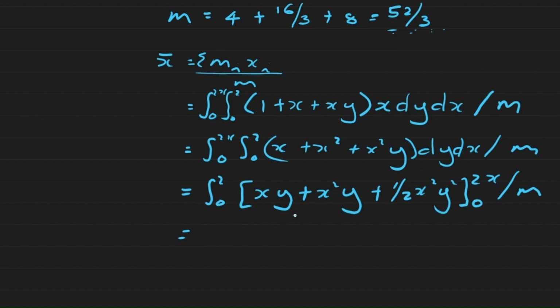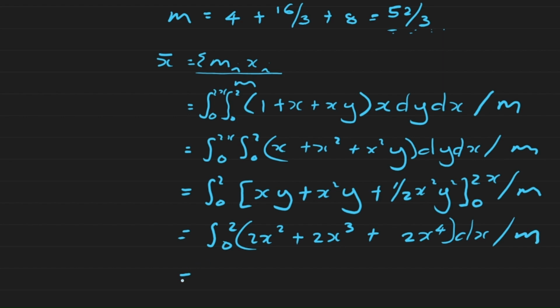So substituting 2x into this, what we're left with is 2x squared plus 2x cubed plus 2x to the power 4. If we substitute in 2x, 2 squared gives us 4, 4 divided by 2 is 2, and then x squared times x squared is x to the power 4. And now all we're doing is just integrating this with respect to x.